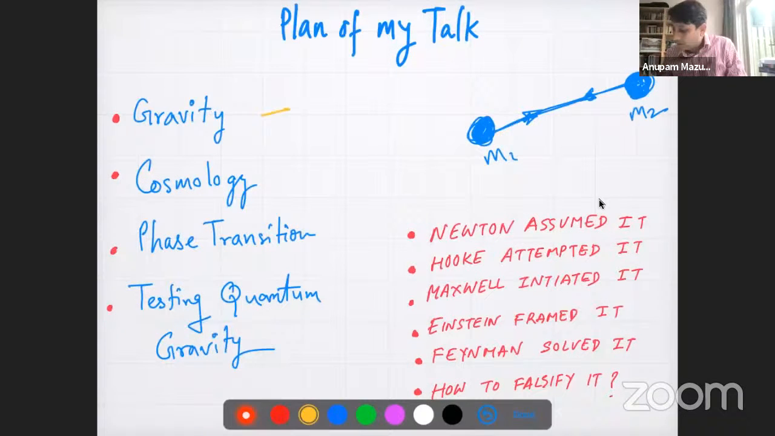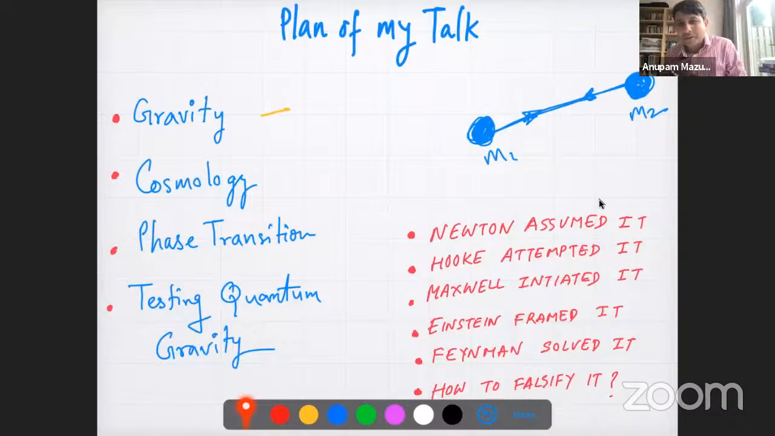I'll talk a little bit about gravity, just to set the base. Then I'll go on to cosmology. Then I'll talk about cosmological phase transition. And if time permits, I'll talk about how to test quantum gravity, perhaps in a laboratory. And this is the sextet I have just created by myself. I think it's in chronological order.